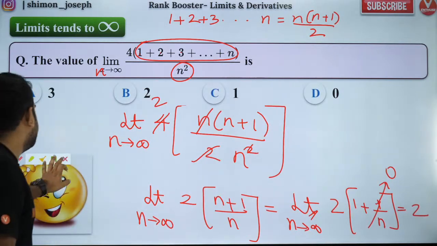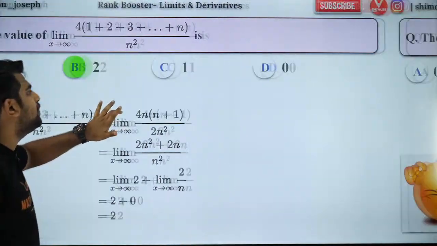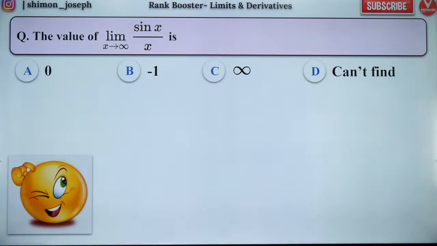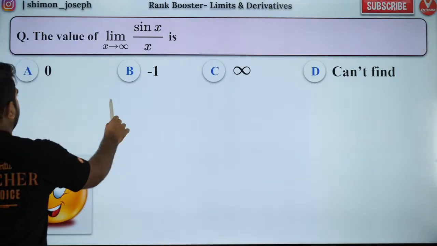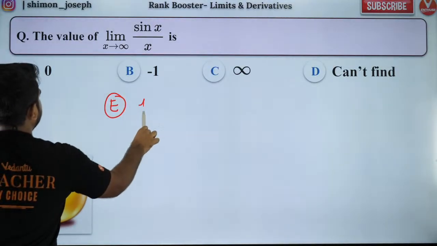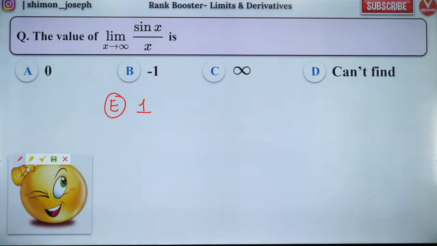Perfect. With that, we will proceed to the next one, people. The next question is over here. Please try to do it. So I will give one more option. I'll give option E as 1. Option E is 1. Please tell me what is the answer.